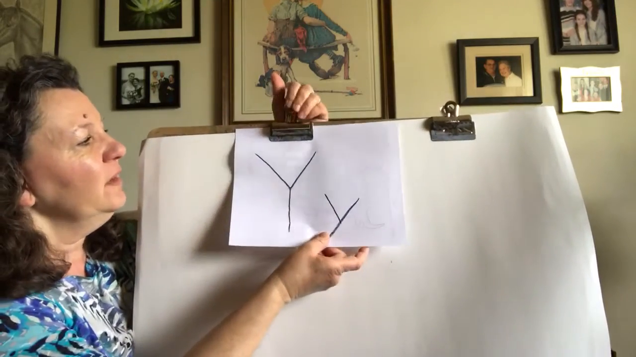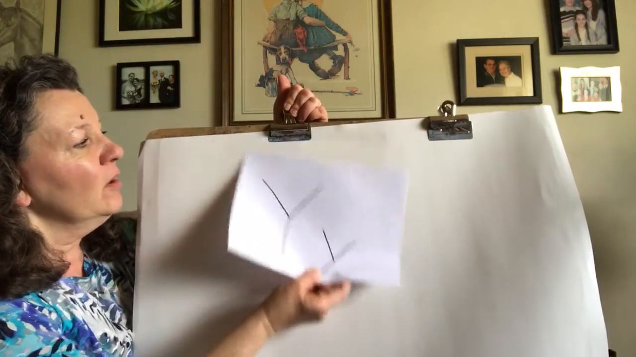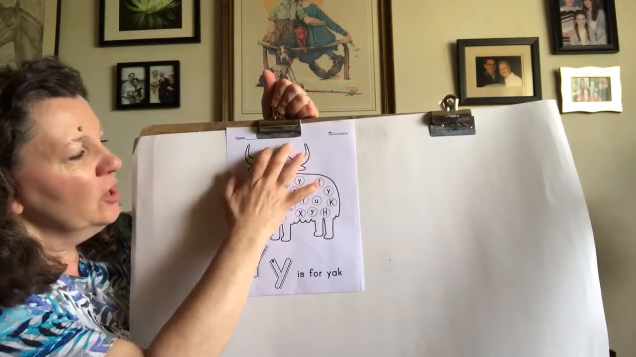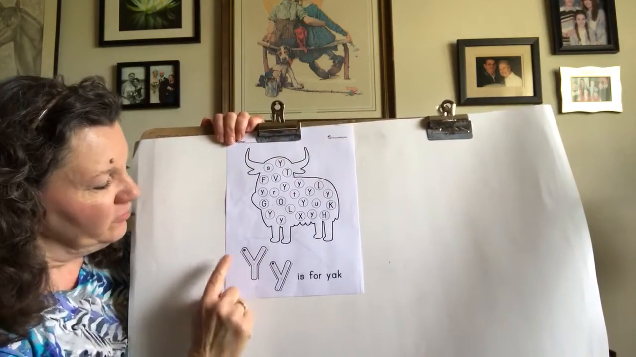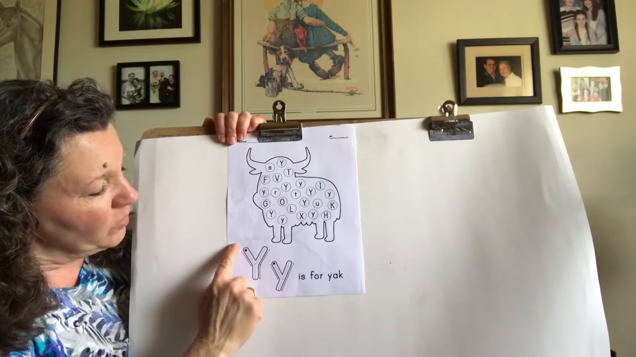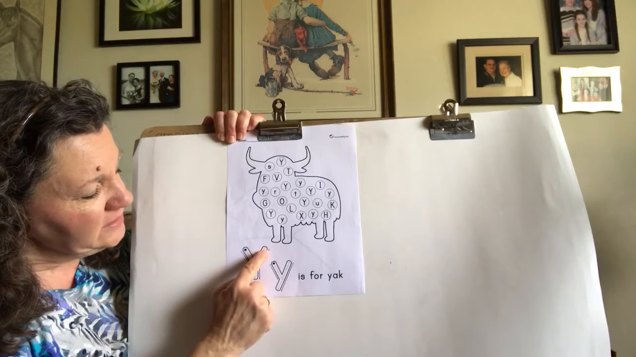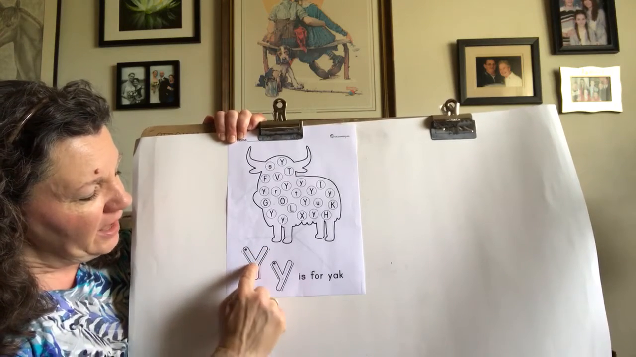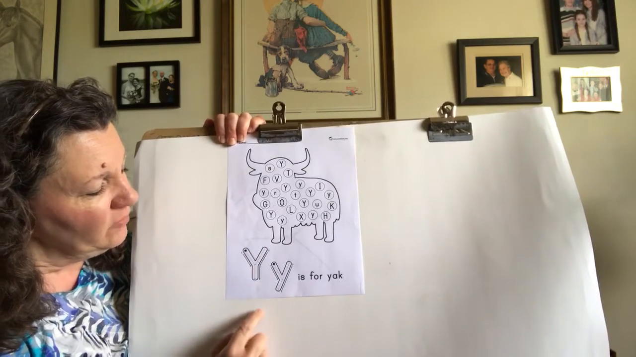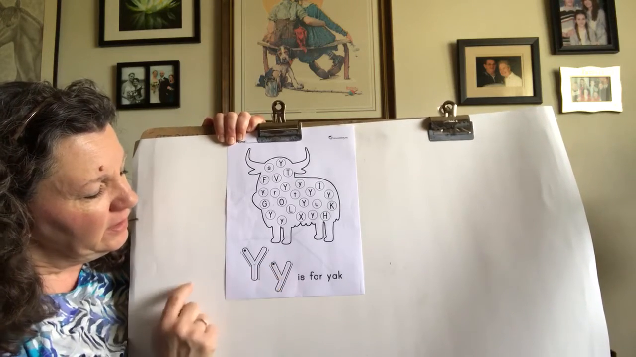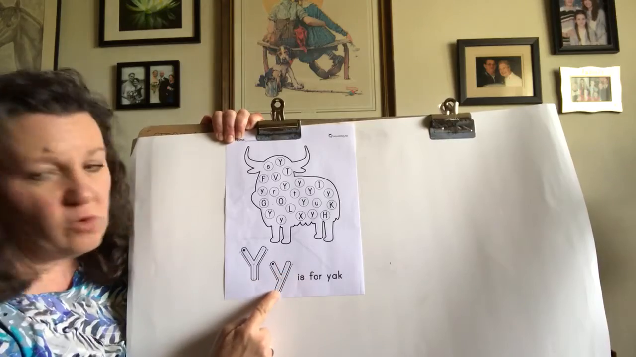All right, now on the other side of our paper, at the bottom of the page, we're going to trace. Take your finger first, start at the dot, and we're going to trace, stop at the middle, go to the top, slant down, stop at the middle, and then we're going to pull straight down. For the lowercase y, we start at the dot, slant to the middle, and then go to the top and slant all the way down.